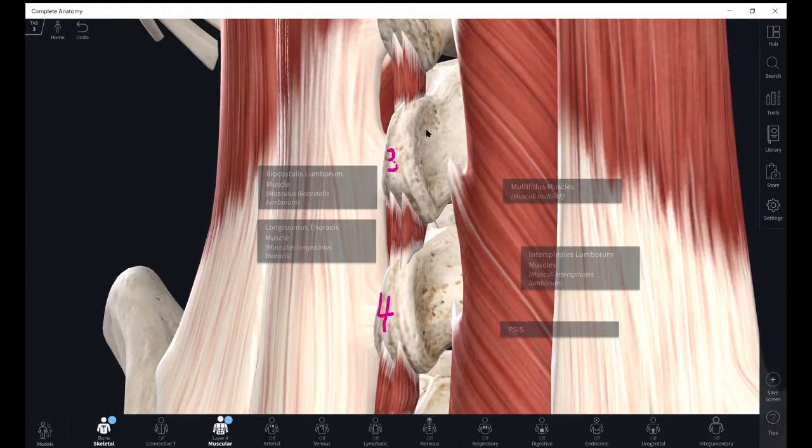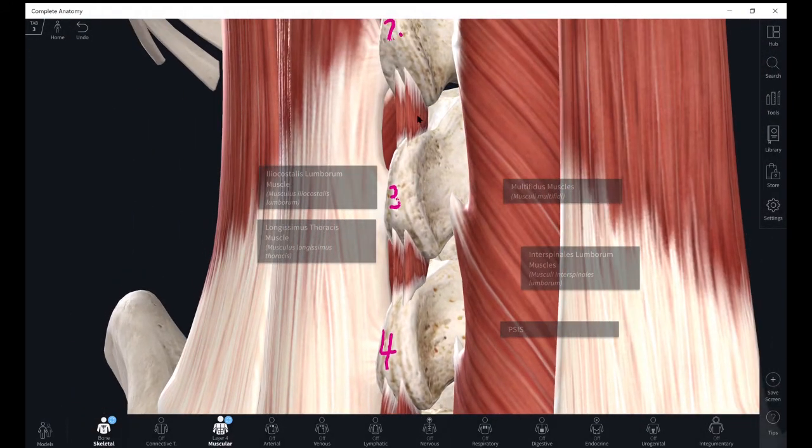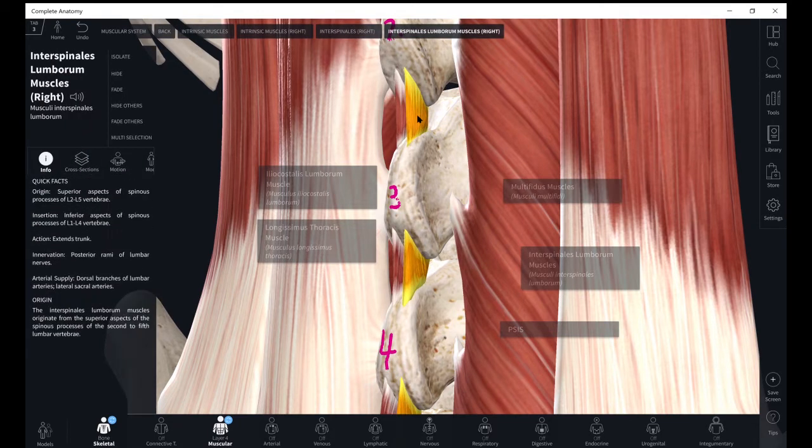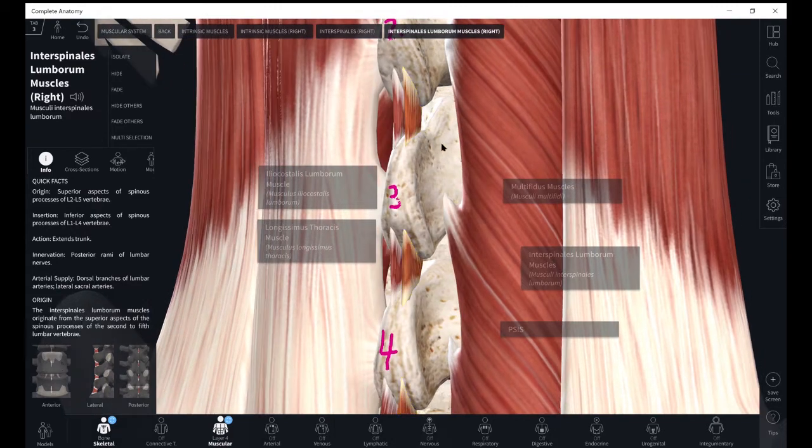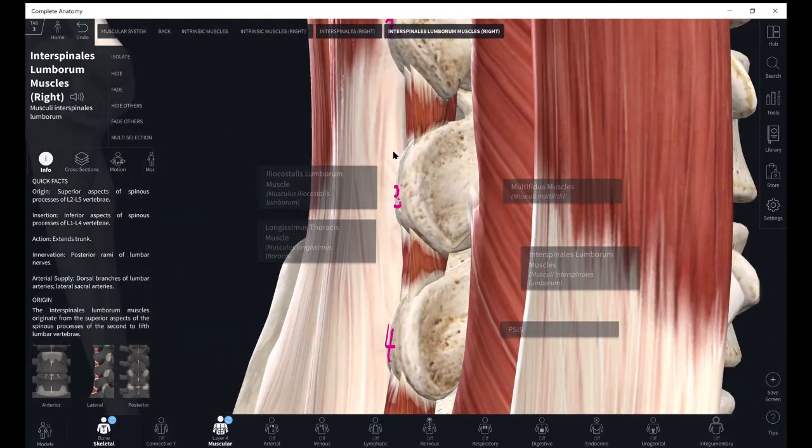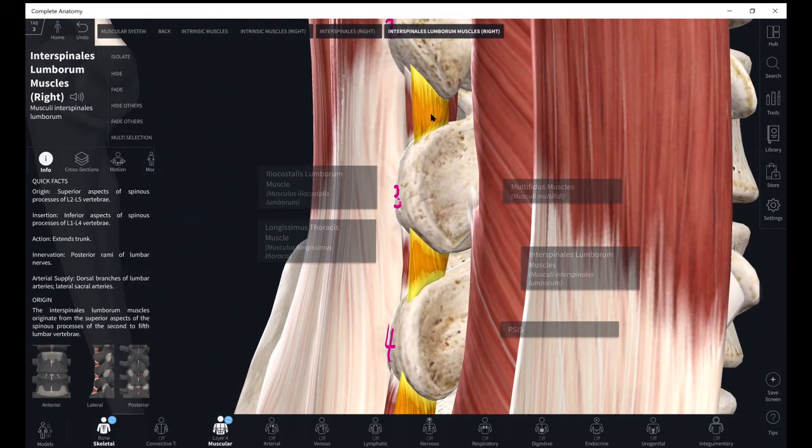In between the spinous processes are the interspinalis. They're composed of one on the right and one on the left. You can tell, very small structure. I don't needle this all the time, but I do like to be able to needle it in the event that I've got some central spine symptoms, pain complaints that I just haven't been able to address with anything else. This is needleable.